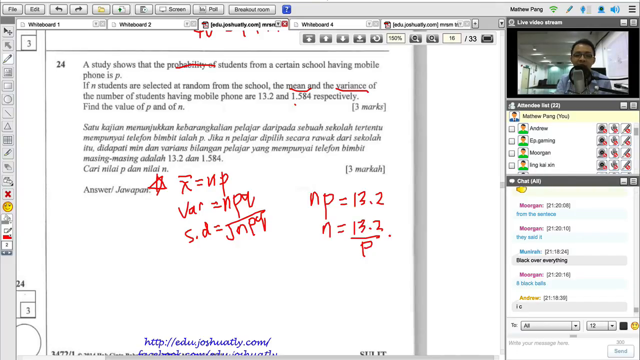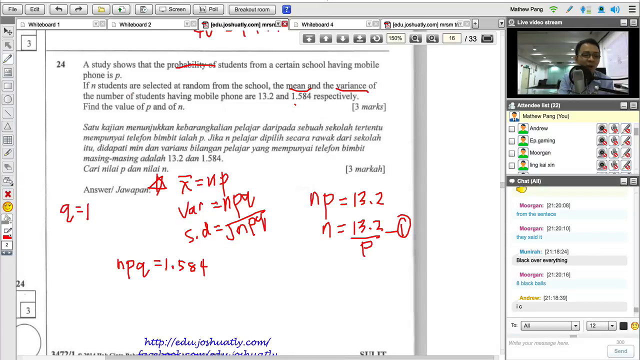So mean, n times p times q, equals 1.584. Since over here it says the probability of a student from the certain school is p, q is just 1 minus p, isn't it? This one you should know. If you do not know this one, you can't do this question. This is 1 minus p.